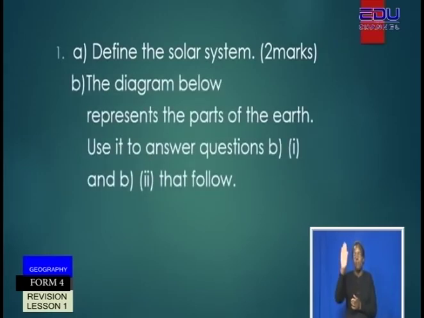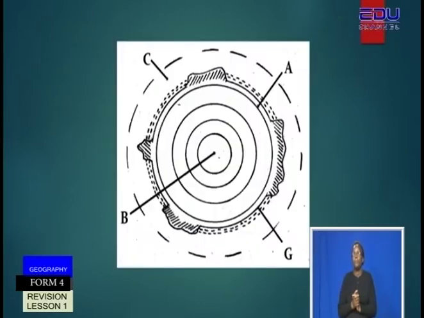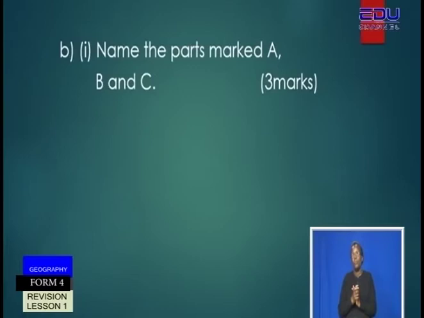B of question 1. The diagram below represents the parts of the Earth. Use it to answer the questions B1 and B2 that follow. That is the diagram that you are supposed to refer to. Then B1, the question is, name the parts marked A, B, and C. The question is allocated 3 marks.